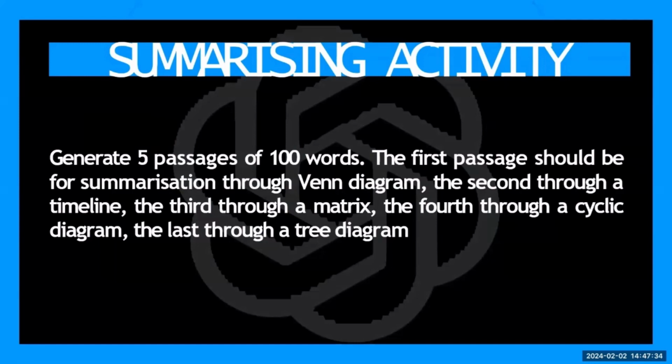So for example, if I want a summarization activity, I can write something like this: generate 5 passages of 100 words. The first passage should be for summarization through a Venn diagram, the second through a timeline, the third through a matrix, the fourth through a cyclic diagram, the last through a tree diagram. When I do this, ChatGPT will automatically generate that information.